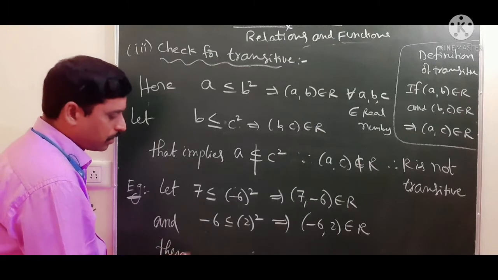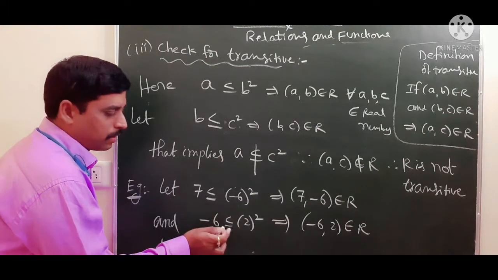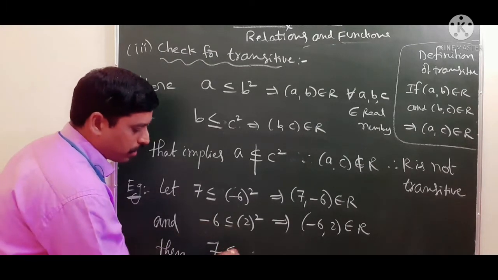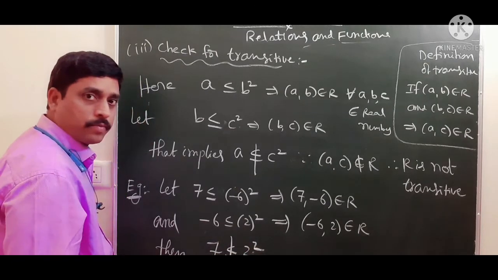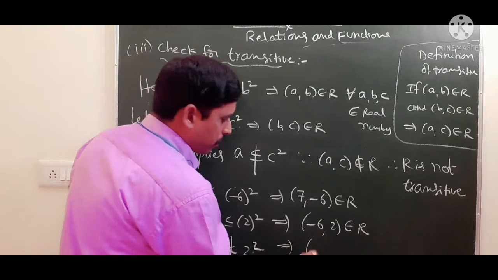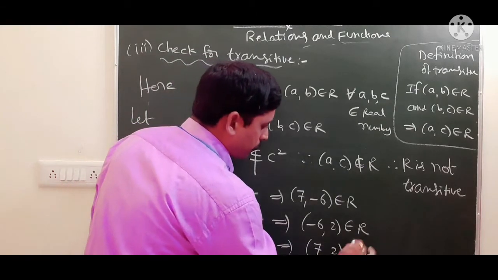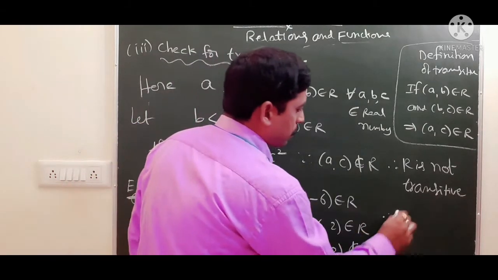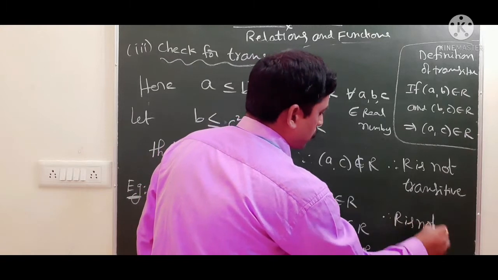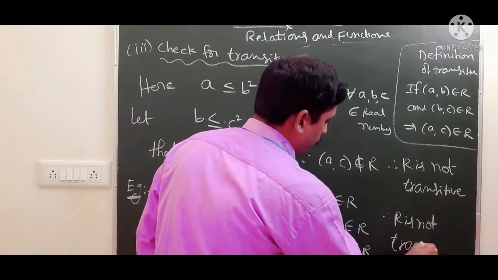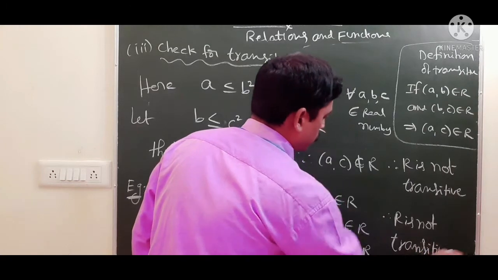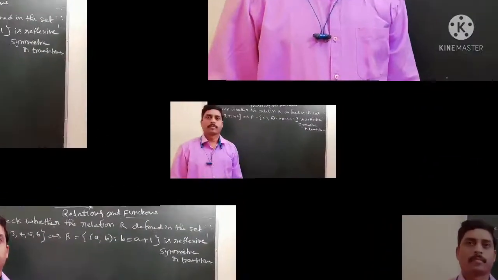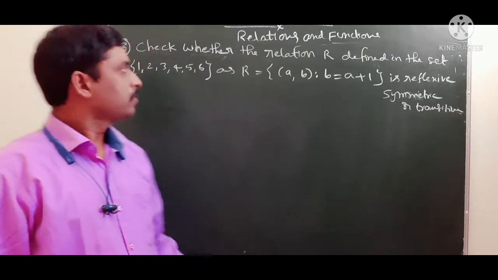Then 7 less than or equal to 2 square. This is not true. Not less than or equal to 2 square. Therefore 7 and 2 does not belong to R. Therefore R is not transitive. R is not transitive. Okay, let us go to the next problem.